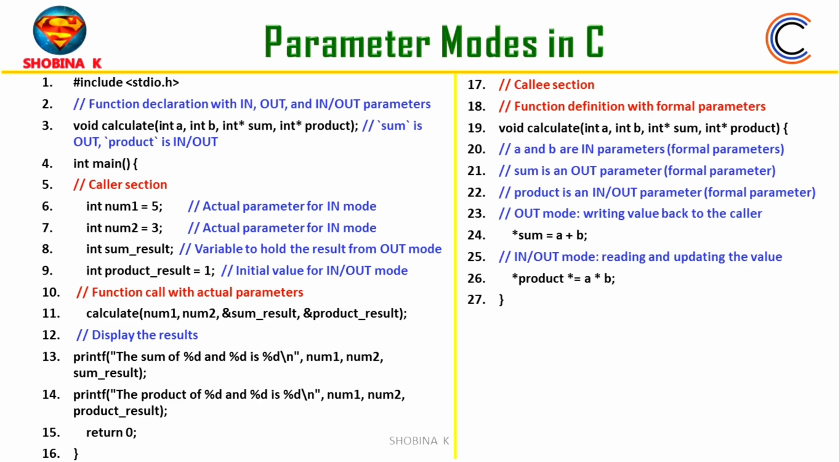The result is then stored back to the memory location pointed to by product. Since product points to product_result, the value of product_result is updated with the product of its initial value and the product of a and b. Line 27 marks the end of the calculate function. Now let's run this code.